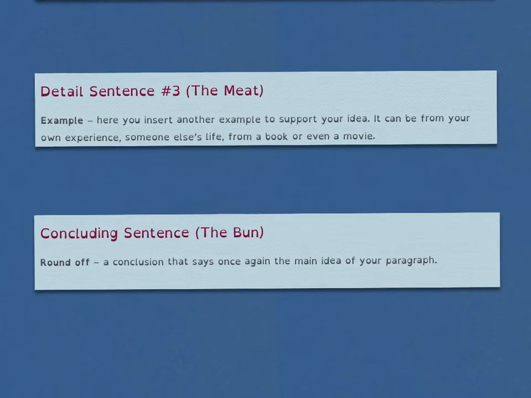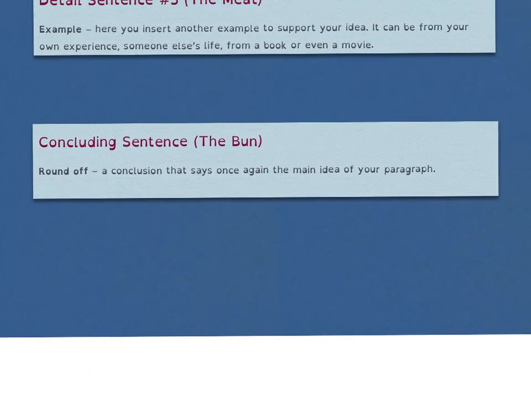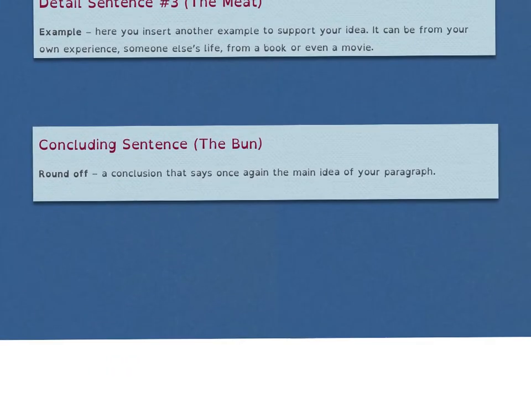Finally, we have our concluding sentence, and this is the bottom of our bun. Without the bottom of our bun, our burger just does not stick together. It's not a burger, it would just be a mess on the floor. So we need this conclusion. We need this rounding off of our paragraph. And this is a sentence that says once again what the main idea of your paragraph was, usually using some different words.